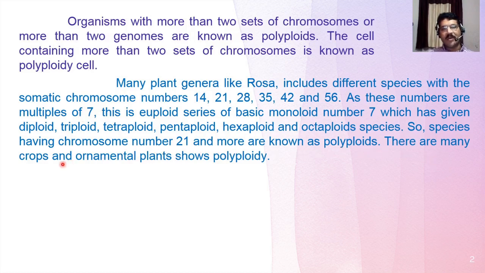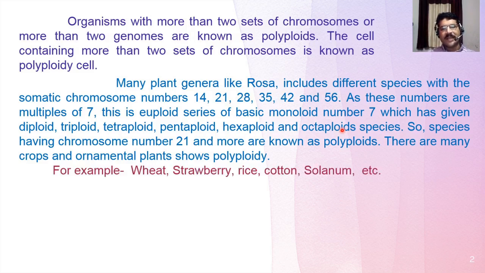There are many crops and ornamental plants that show polyploidy. So you might have understood the concept of polyploids. Polyploids are organisms which contain more than two sets of chromosomes, or more than two genomes. Here you can see the species of Rosa having 21 chromosomes contains 3 sets of chromosomes. Species from 21 to 56 are all polyploids because they contain more than 2 sets of chromosomes. This particular concept is known as polyploidy.